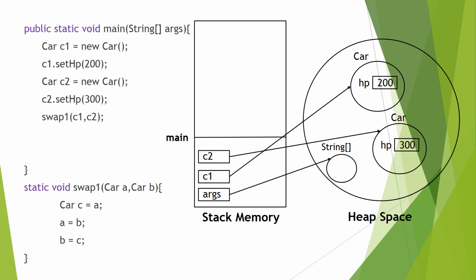In the next line, we call the method swap1 and we pass to it the reference variables c1 and c2. Let's trace it now.